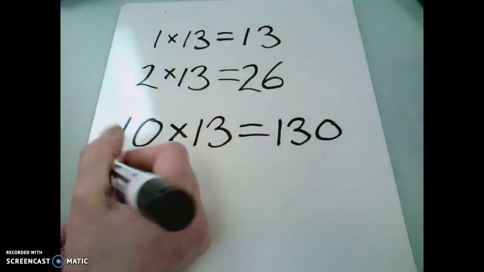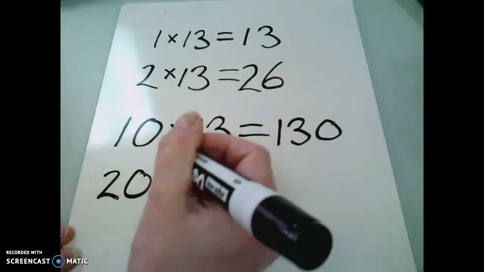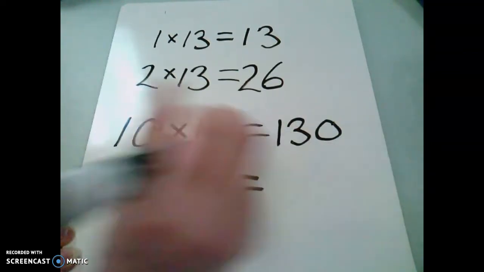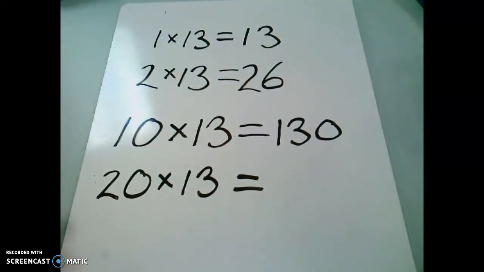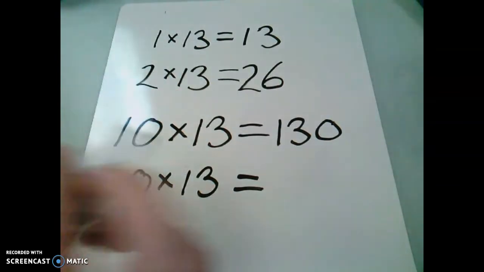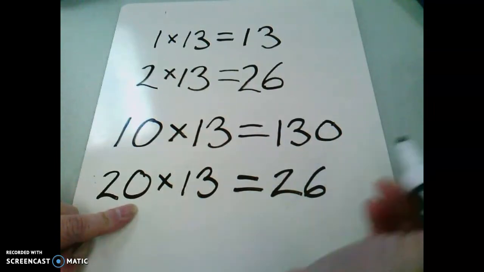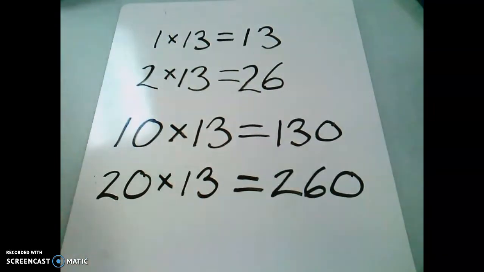okay? And our last one we're going to do is 20 times 13. What is that going to be? Well, again, I go back to think what my 2 times 13 is. 26, but now we're talking into the hundreds, 260. So go ahead and do the problems on the next slides, please.